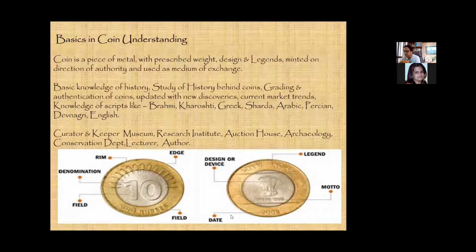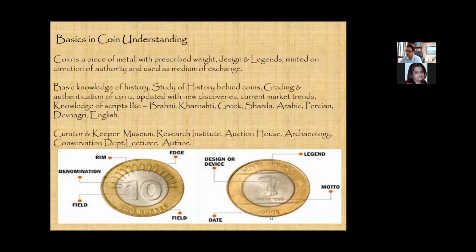There is a date that exists on the coin, and the legend. So in this case, India is the legend, and the motto. On all Indian coins you will always find Satyameva Jayate. Similarly, in US coins, you will have the motto related to liberty. So that's called the motto of a coin.